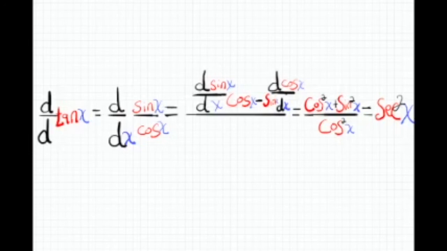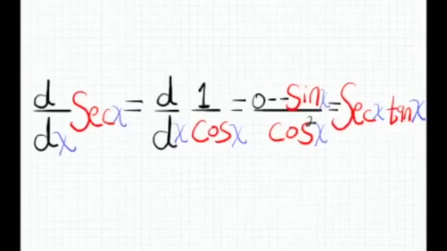So the write-up does skip a couple steps in here, but if you recall, sine squared plus cosine squared equals 1. So that means that the numerator of this function is 1. So we have 1 over cosine squared of x, and that's just equal to secant squared of x, because the definition of secant is 1 over cosine.